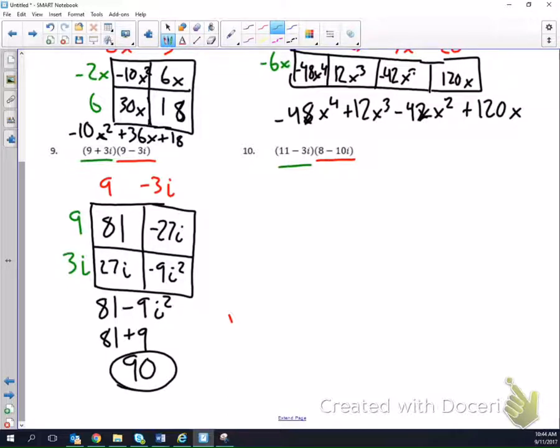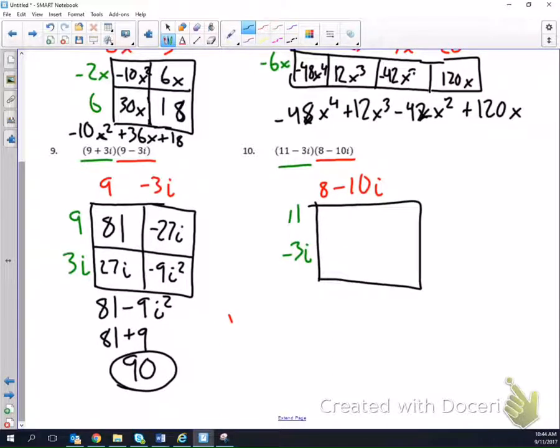All right, so there's our two terms. 8 minus 10i up top, 11 and a negative 3i down below. Make our grid to multiply this. So 8 times 11, 88. 8 times negative 3i, negative 24i. Negative 10 times 11, negative 110i. Negative 10i times negative 3i, positive 30i squared.